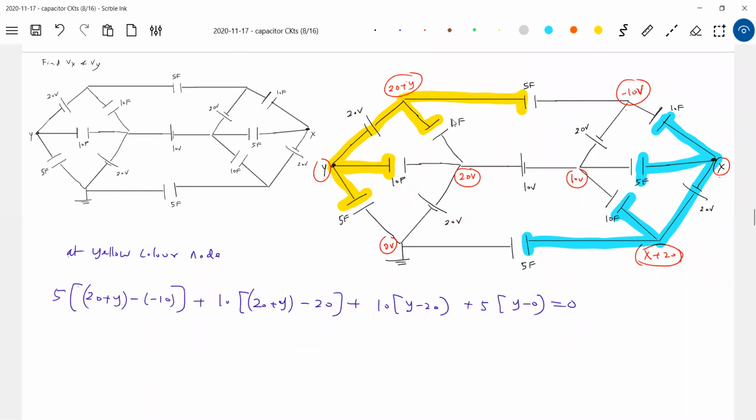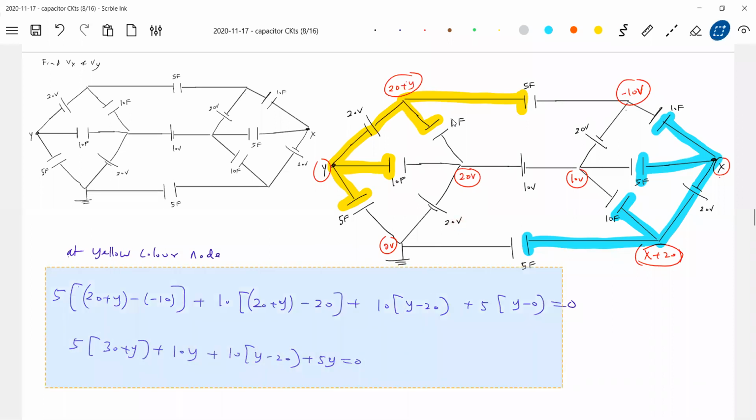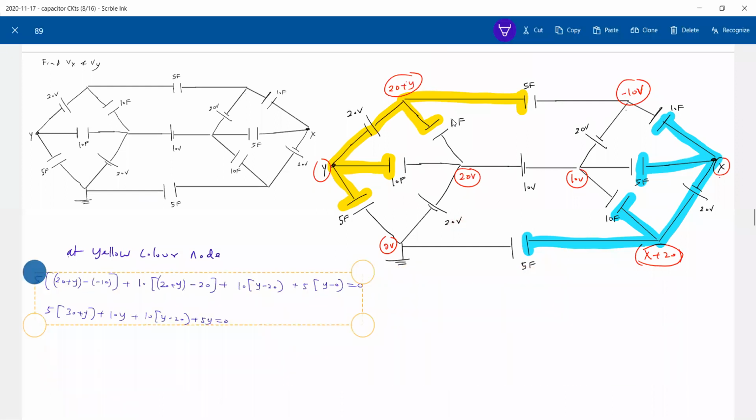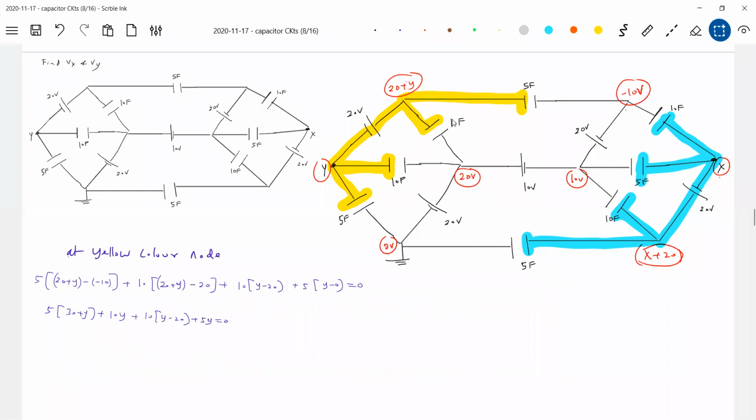Okay, let's simplify this. This will be 5 into (30 plus y). So this will be 10y. Similarly, we'll go for the blue color node. At the blue color node.